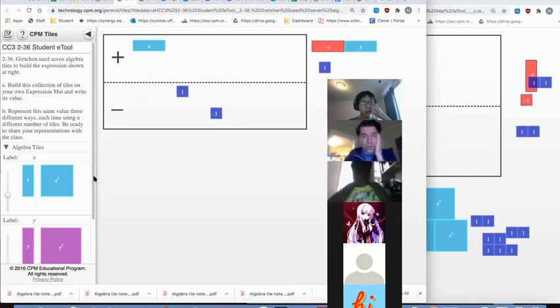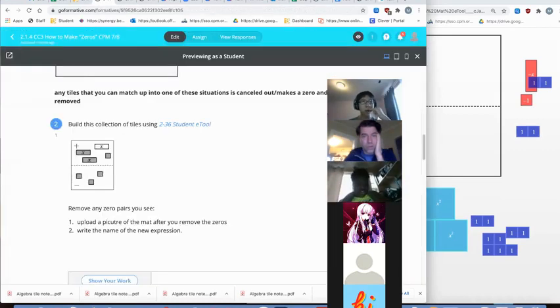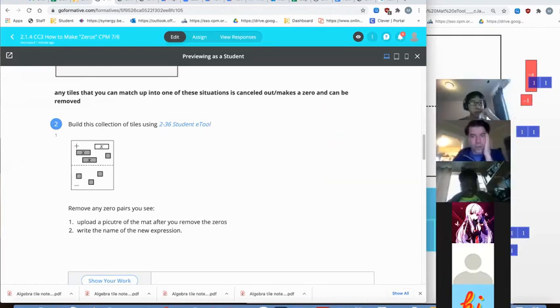Questions about this? Wait, is this 2.1.4 or 2.1.3? This is 2.1.4. The thinking is more or less the same, especially since I've already introduced 0 pairs, and you should have been using them in 2.1.3.